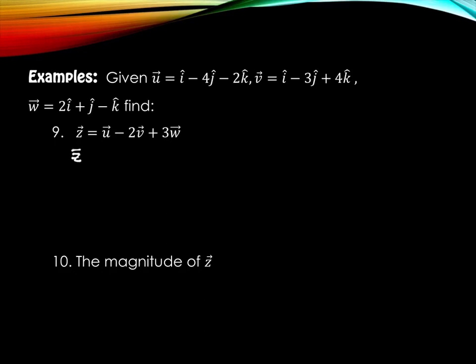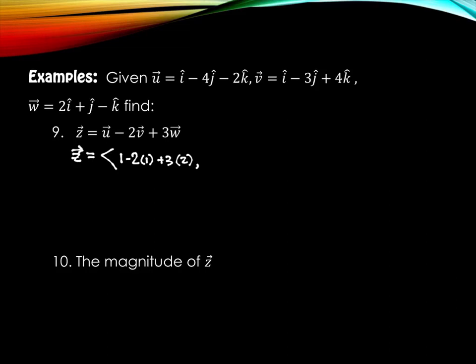So we need to have the vector u and its x component, which is 1, minus 2 times the x component of v, which is also 1, plus 3 times the, I'll say I component is what I should be saying, the I component of vector w, which is a 2. And that is my first component, my I component of my vector z.